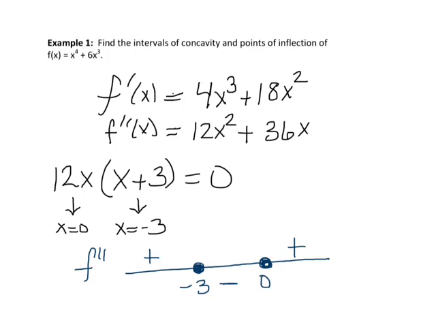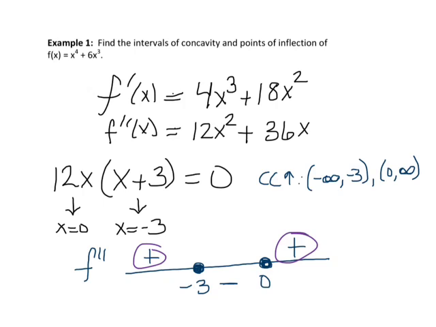I'm going to notate here some intervals. Suppose that I put CC up to denote concave upward. That's going to be wherever we have our second derivative positive, so that's going to be in this area and this area. Using interval notation, we've got from negative infinity to negative 3 being concave upward, and from 0 to positive infinity. So this is my area for concave upward.